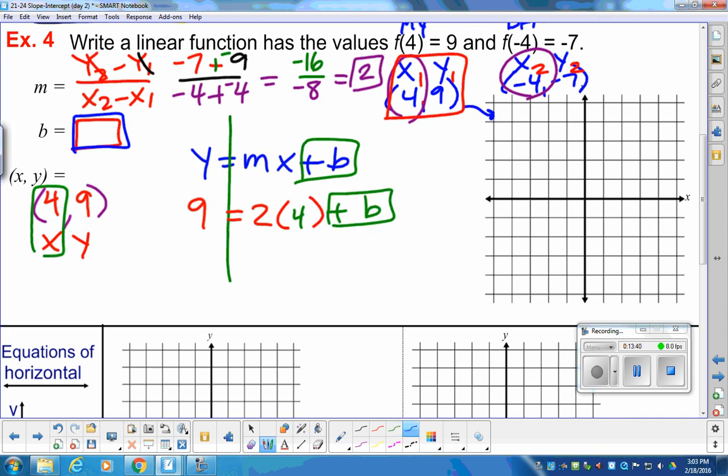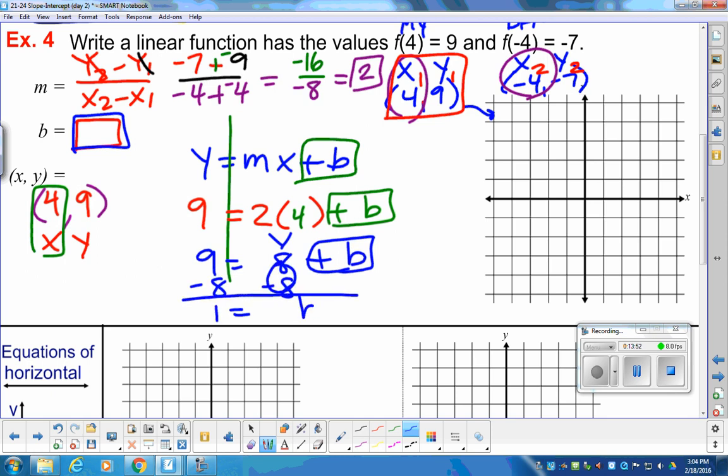Now I'm going too fast. Go ahead and pause that video. So we have 9 equals 8 plus b. Solving, we subtract 8, copy, paste. So we get 1 equals b.